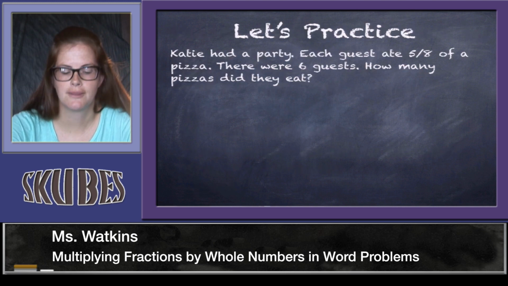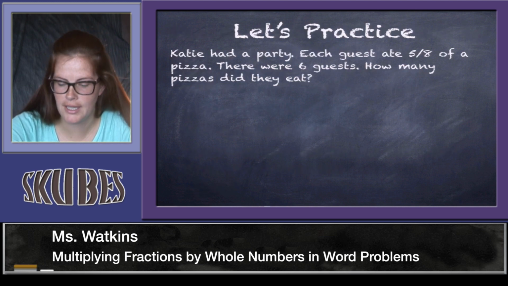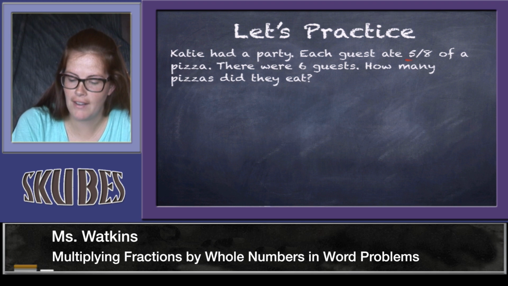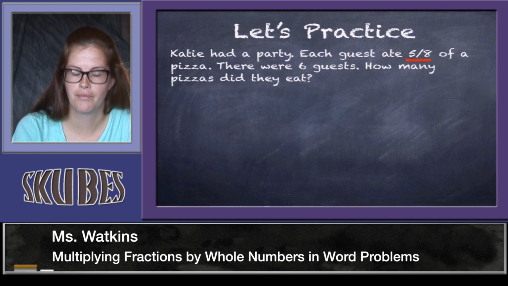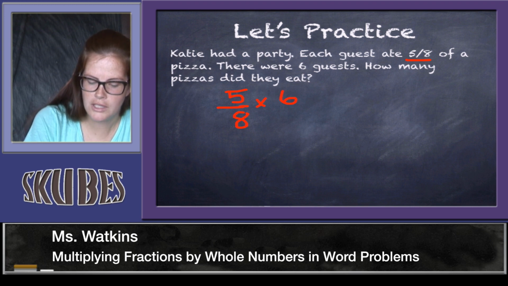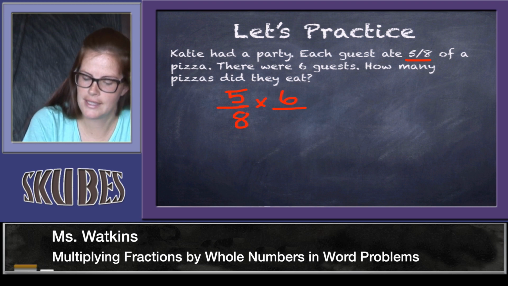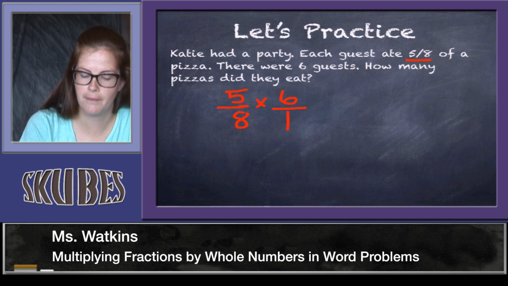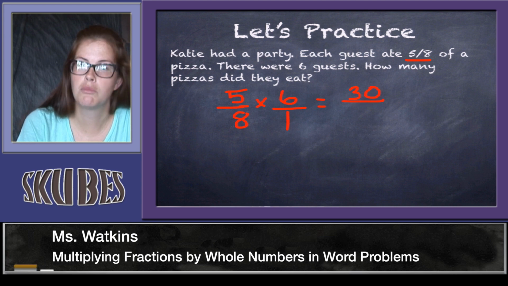All right, let's practice. Katie had a party. Each guest ate 5/8 of a pizza. There were 6 guests. How many pizzas did they eat? So to set this up, we know we're going to do 5/8 times 6. And to multiply this, I need to make my 6 a fraction by putting it over 1. Now I can multiply my numerators. 5 times 6 equals 30. And then multiply your denominators. 8 times 1 equals 8.